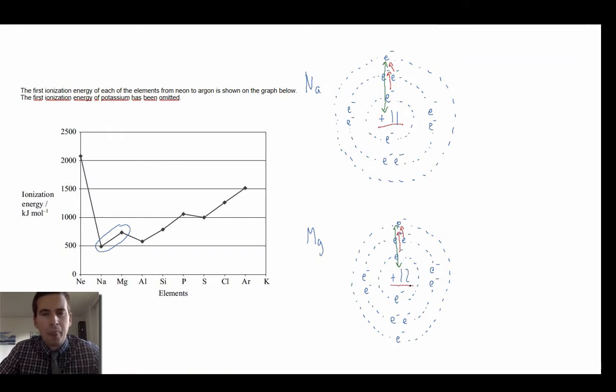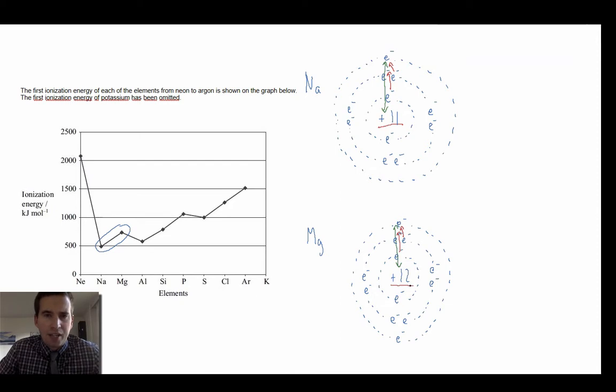Therefore, the nucleus is attracting the outer electrons more strongly in magnesium than sodium. So hence, the outer electron is actually slightly closer to the nucleus. The atomic radius is slightly smaller for magnesium than it is for sodium.